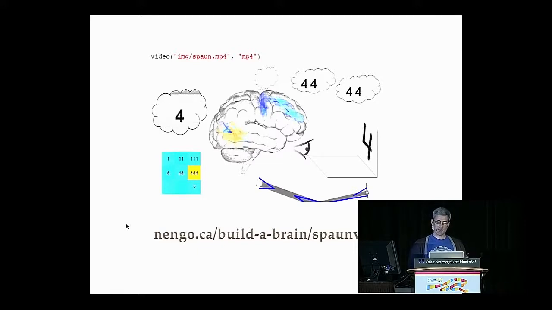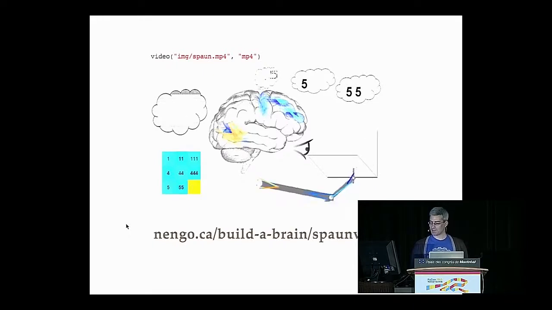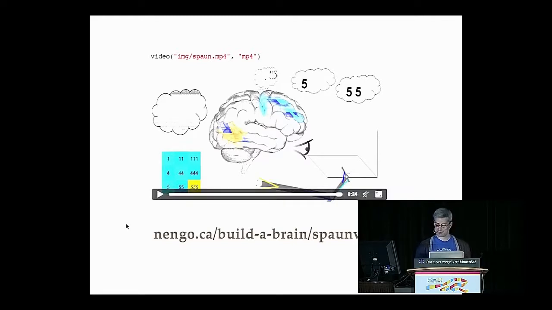And we put all this together in such a way that it can perform 8 cognitive tasks. So this is it performing one of those tasks. And you'll see it write its answer at the end here, 555. That's the right answer, in case you were curious.